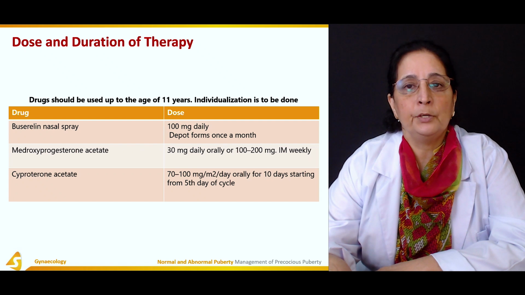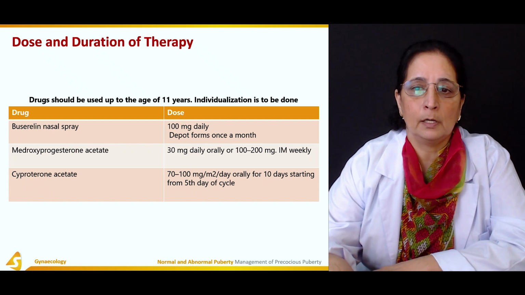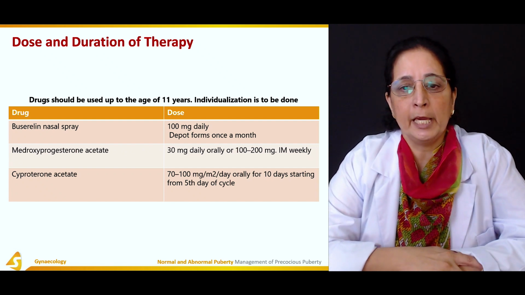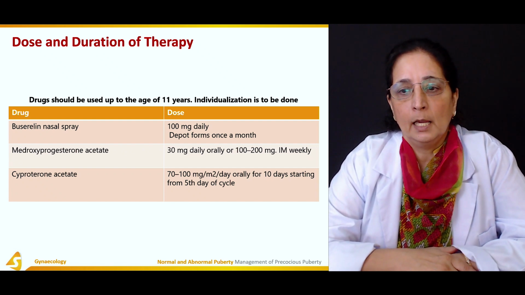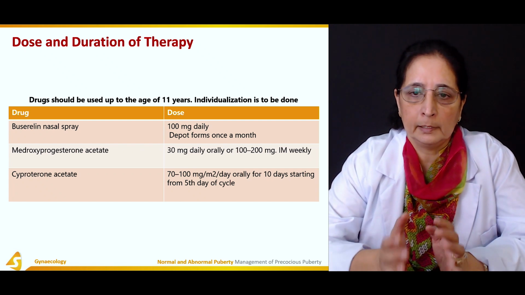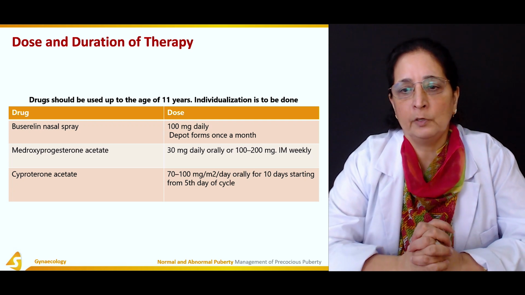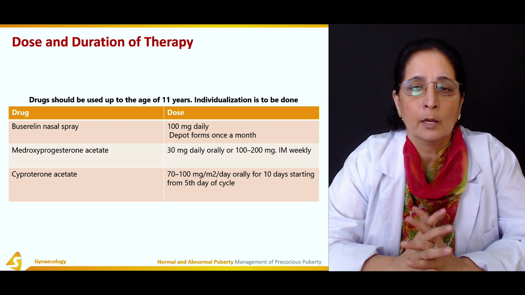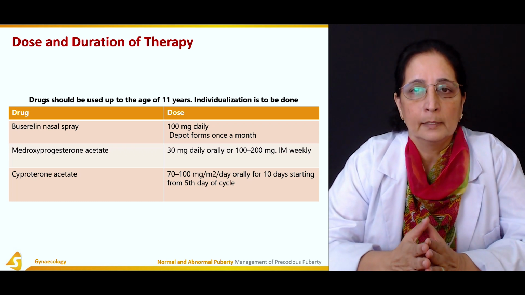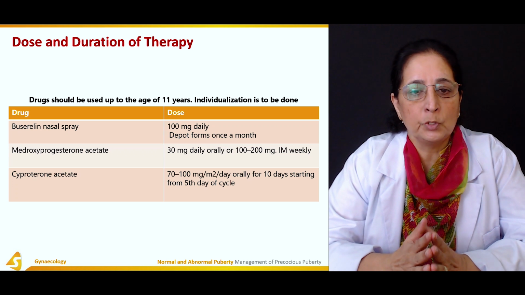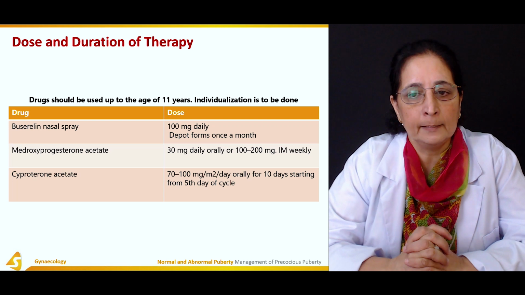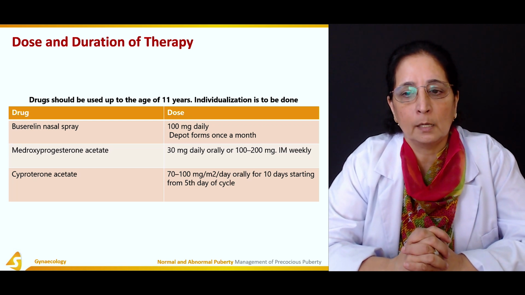Then the dose and duration of therapy for precocious puberty. The drug should be used up to the age of 11 years and then, depending on the individual, individualization is to be done: which individual is suitable for the treatment or therapy. Drugs usually used are buserelin nasal spray 100 milligram daily, depot form once a month.